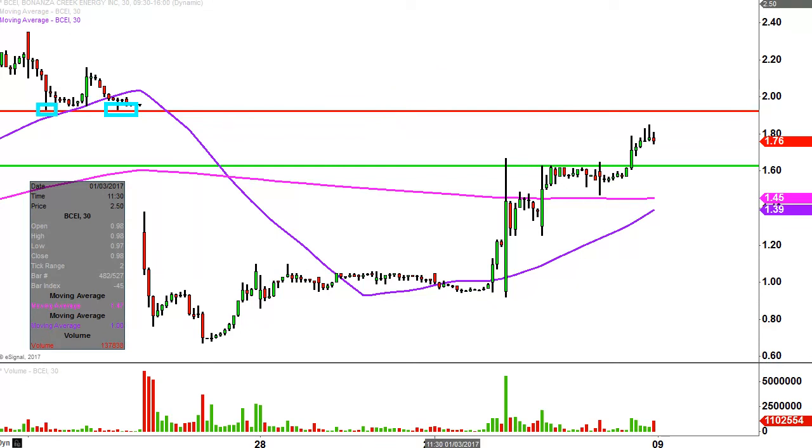So no doubt about it, very nice week for the price. So we'll see if the bulls can continue to build upon this momentum next week.